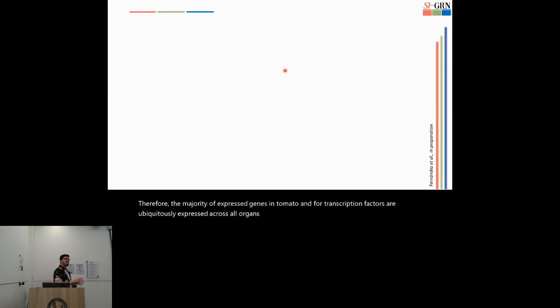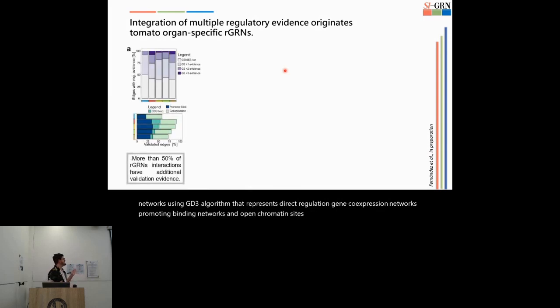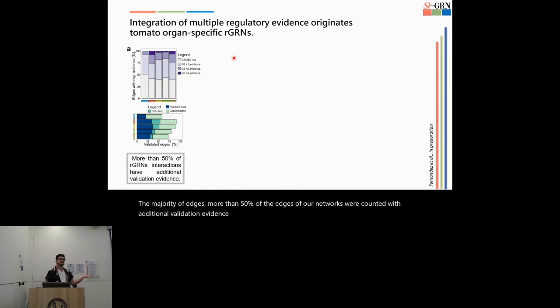Now, as I mentioned before, we created our networks using the GENIE3 algorithm that represents direct regulation, gene co-expression networks, promoter binding networks, and open chromatin sites networks. As we can see in these plots, the majority of edges, more than 50% of the edges of our networks, were supported with additional validation evidence from one of the networks I mentioned just before. Particularly, we can see here that the majority of the contribution of the other networks is from promoter binding networks, gene co-expression networks, and, to a lesser extent, open chromatin sites.